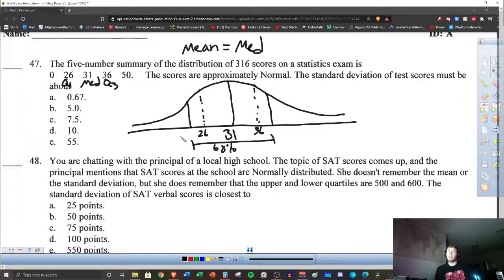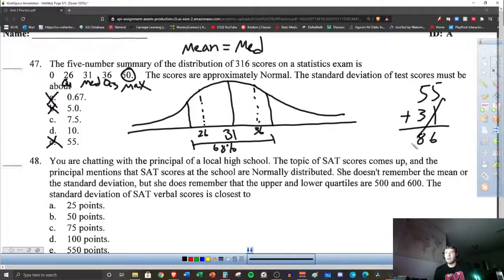Now that means we can eliminate some answers right off the bat, because 1 deviation can't be 0.67. It's not going to add up to that 1 marker there if we already know that this goes up 5. That also means it can't be B, because if we go up 5, we've only gone a quarter of the way up. We need to go up 34%. So it can't be that one. It can't be E. As soon as I add 55 to 31, we're going to go all the way up to 86. The maximum is 50, right? So this is actually impossible. It can't be 55.